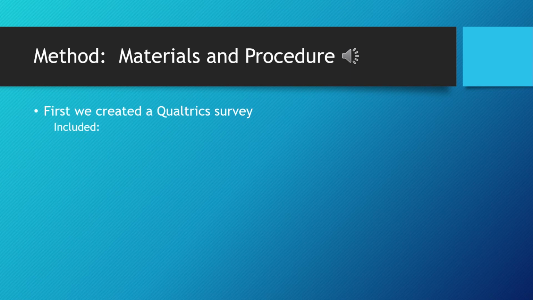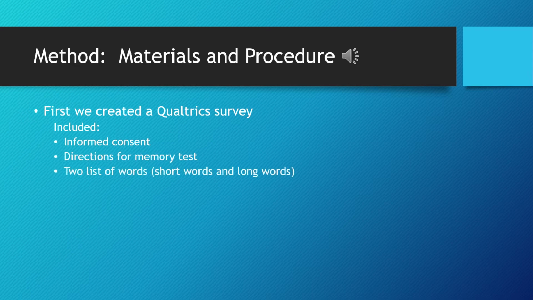Now I'm going to be talking about the materials and procedure portion of our research study. To begin our research project, we first created a Qualtrics survey. The survey included an informed consent statement at the beginning stating what the purpose of our study was. After the informed consent, we stated the directions for our memory test, which was to study a list of 20 words for 90 seconds and then type the words they were able to recall.